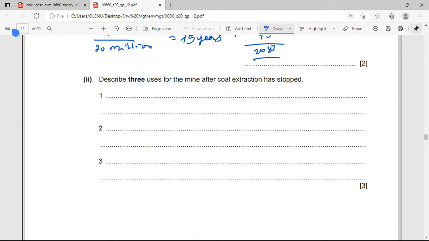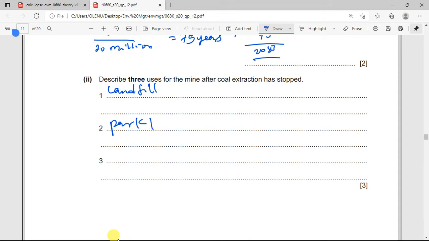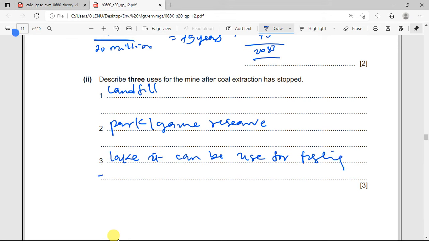Describe three uses for the mine after coal extraction has been done. That means how you reclaim a mining site. This is simple. You can use it as a landfill site. It can also be developed into a park. It can be used as a game reserve. You can also convert it to a lake, and if it's converted to a lake, it can be used for fishing. You can also convert it to a golf course, or build stadiums. These are just a few points.